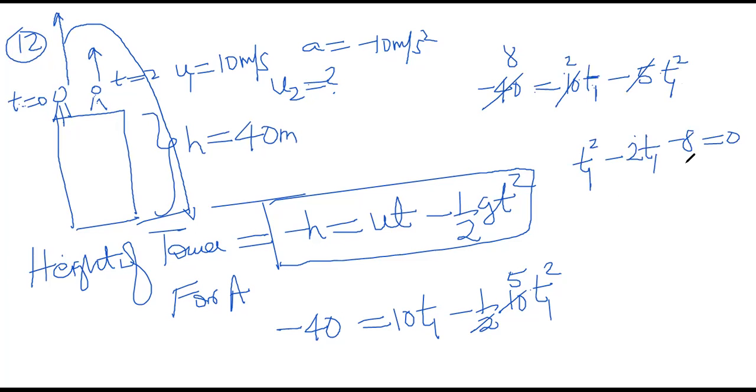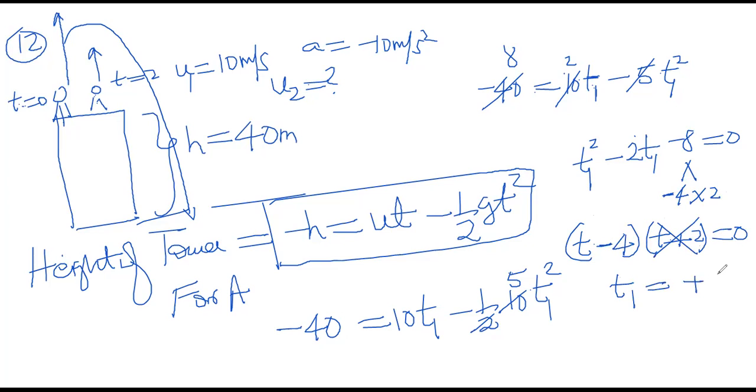Can you simplify this? Yes, of course. 8, how many are? 4 into 2 is equal to 8, minus 4 into plus 2. Is it or not? So it will be (t minus 4) into (t plus 2) is equal to 0. So plus 2 will become minus 2. That is not the correct answer. This is wrong, an absurd answer. So T1 must be equal to plus 4 seconds.